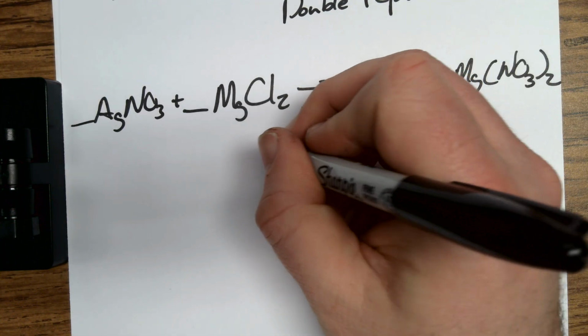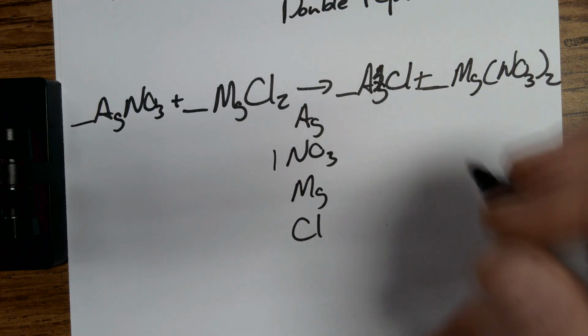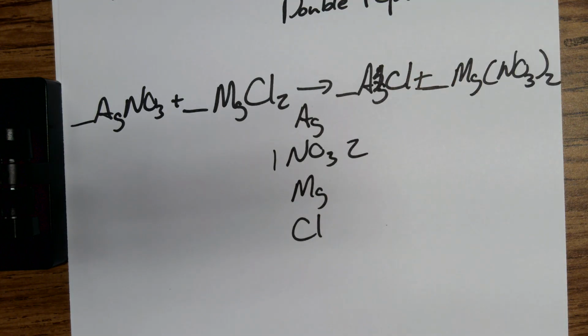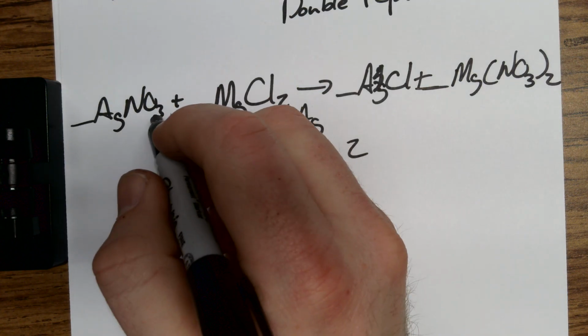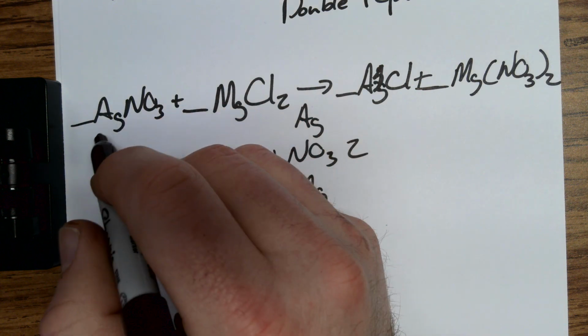I have one nitrate in my reactant side. I have two nitrates in my product side. How can I fix this? Where am I going to put a coefficient? For the silver nitrate, right? What coefficient am I going to place here? 2.